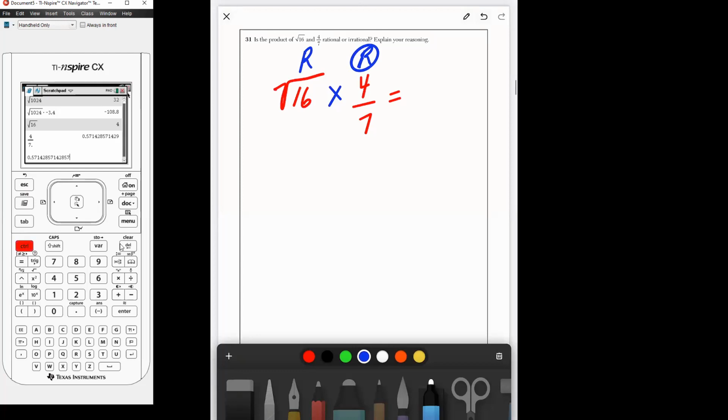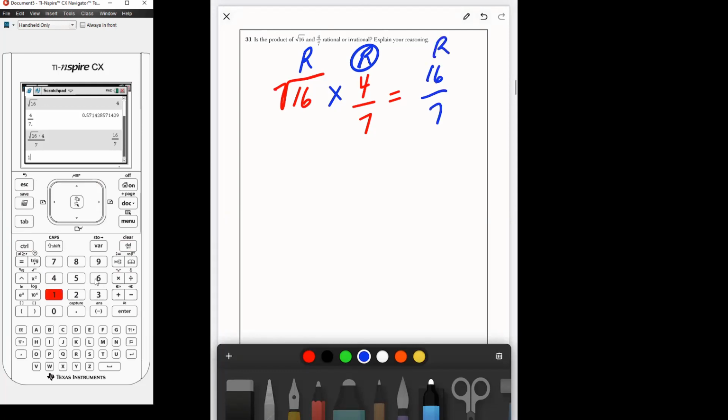Now, let's see. I'm going to control clear this. And so now I'm just going to take those two numbers and multiply them, because that's what the product means. So I'm going to multiply them times 4 over 7. And then I go enter and I get 16/7. That is a fraction. It's a rational number.